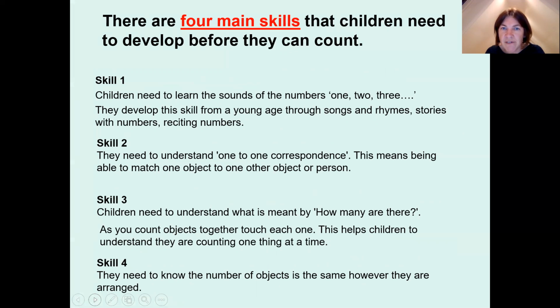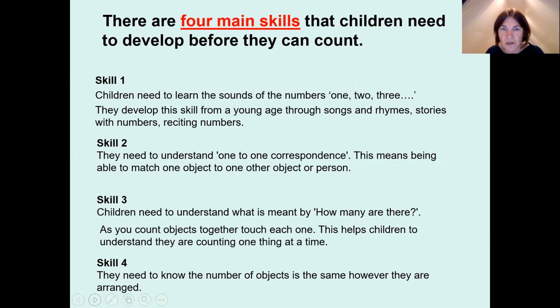And they start that at a very young age, and they're learning those numbers through songs and through rhymes and through reciting numbers. And then the next step is understanding that one-to-one correspondence and being able to match one object to another person or to another object. So my favourite for this is counting steps, because when you're counting steps, you're putting your foot on the step, and as you count, you're touching something. So it's 1, 2, 3, 4.